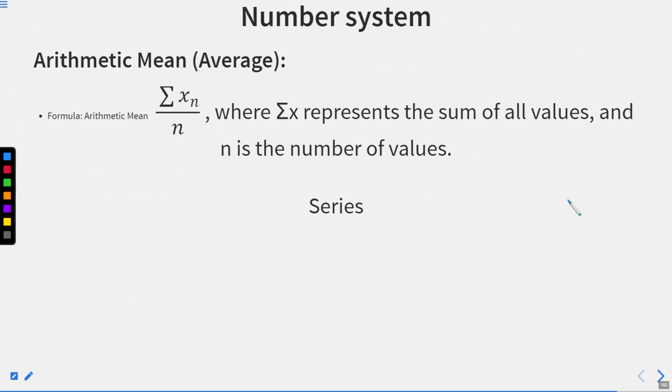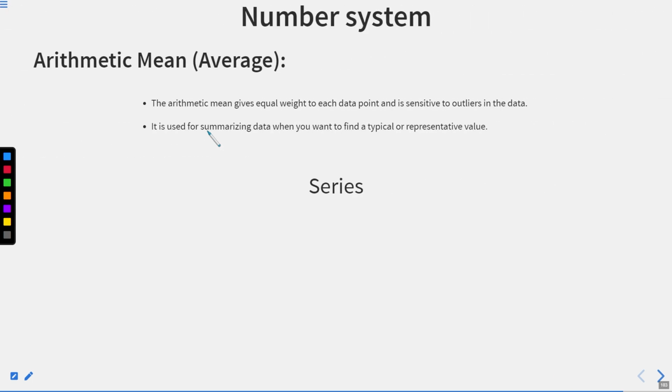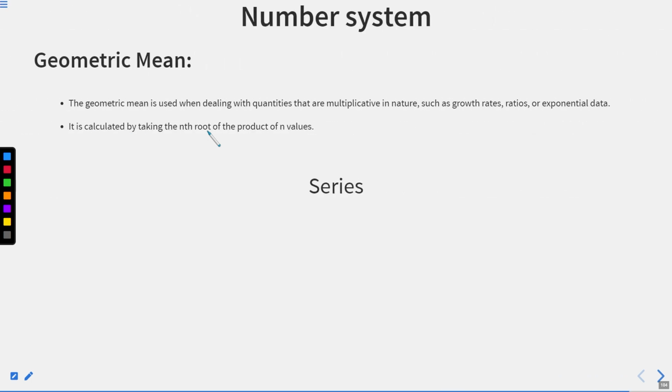So how do you find the arithmetic mean, the average? That is a very simple formula: you just take the sum and divide it by n, the number of values, and you will have your arithmetic mean. The arithmetic mean gives equal weight to each data point and is sensitive to outliers in the data. It is used for summarizing data when you want to find typical or representative values.